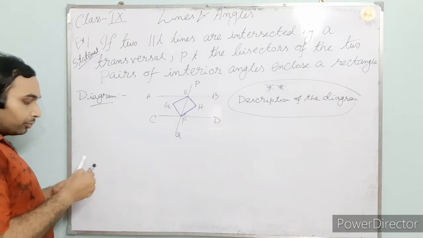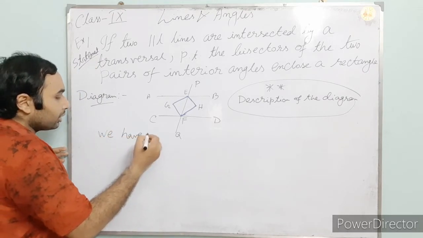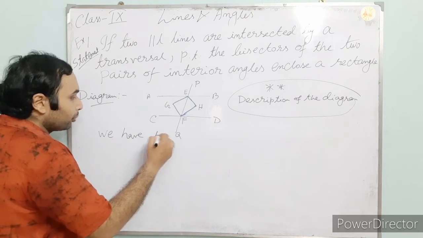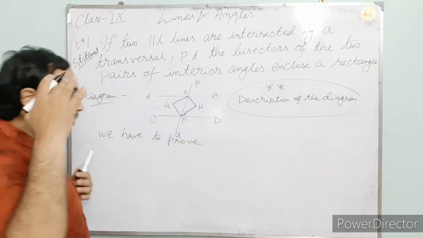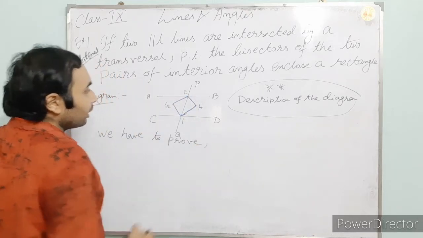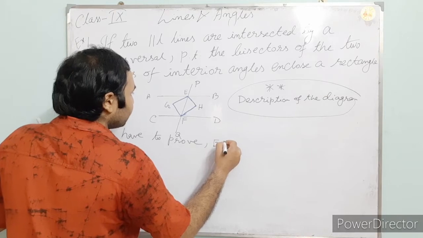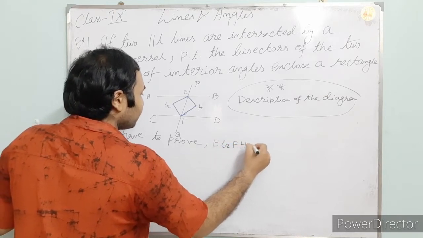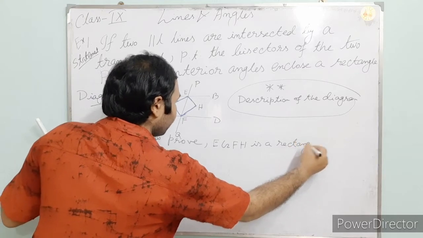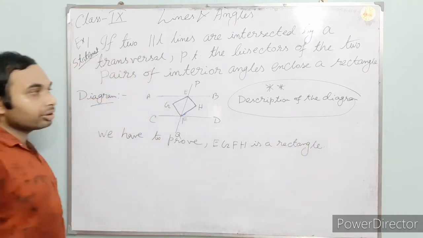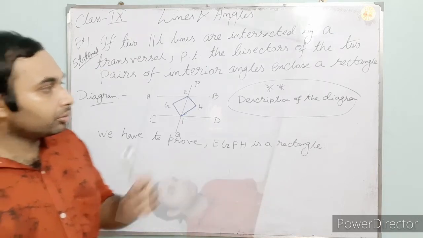We have to prove, and you must write this. You have to write the target, the goal you are proceeding toward. That is, EGFH is a rectangle. This is your target now, so we have to proceed with this target.